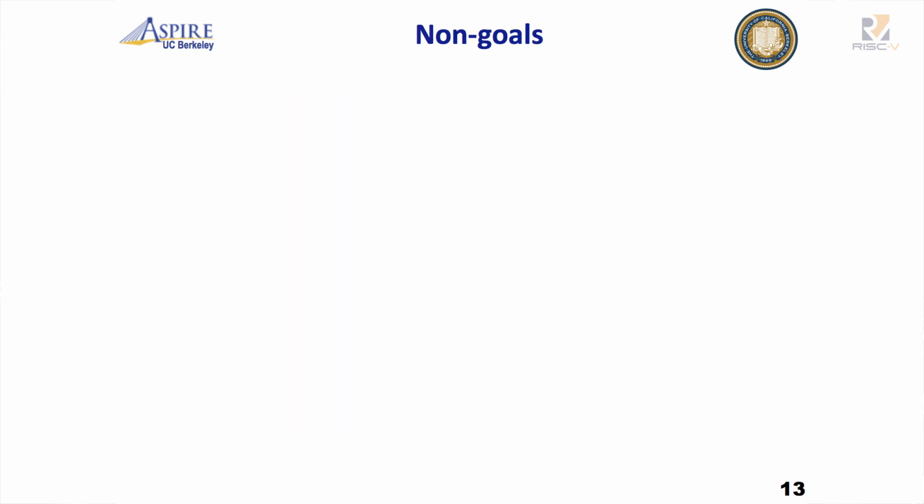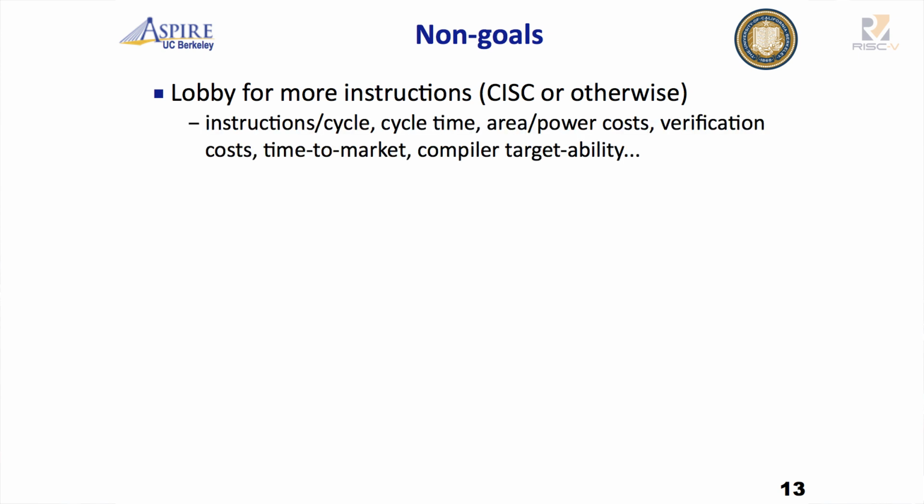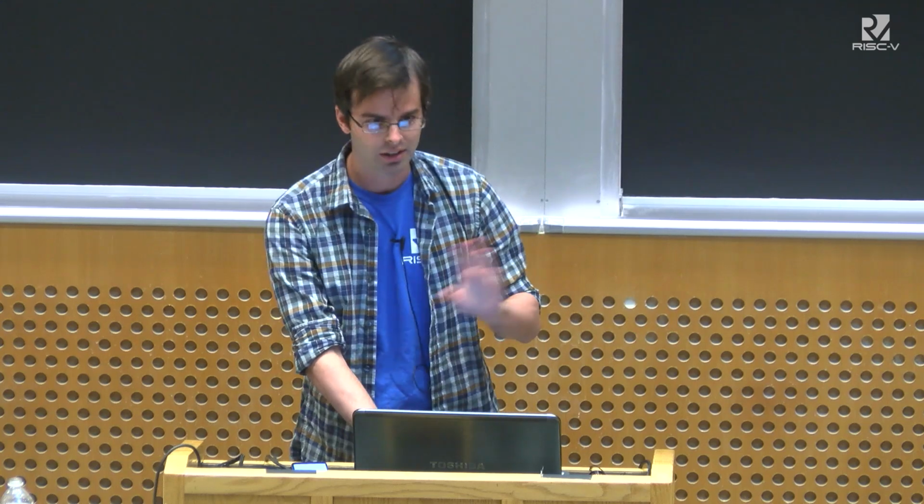I should also clarify my non-goals. I'm not showing this data here to try and make arguments for adding new instructions. There's a lot of due diligence required that I'm not going to go into, and hopefully no one uses my data against me. You have to think about the verification cost, the time to market, and whether the compiler can actually use these instructions. And if it sounds like I'm lobbying for instructions later in the talk, don't listen to me.